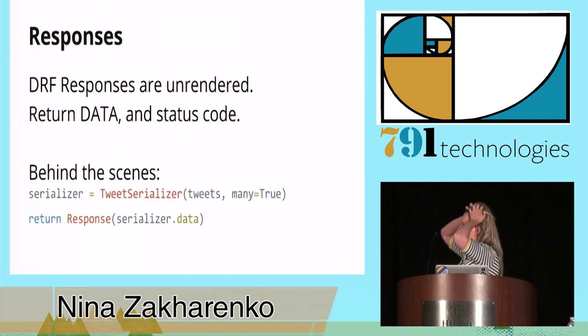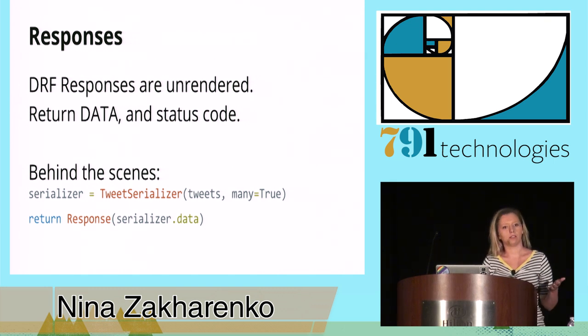And responses are also kind of similar, but not really. Django REST Framework responses are actually completely unrendered. You're getting a bunch of data back, and it's up to you to figure out how you want to consume it. Maybe you're using jQuery on your front end to call this endpoint. Maybe you're using Angular or another JavaScript framework. But what's going on behind the scenes when you want a response back, if you're using a serializer, is your queryset, those tweets, are being passed into the serializer. The serializer does its work and spits out that JSON representation. And then you call response with that serializer data. By calling response with no status code, you're actually just sending back a 200.